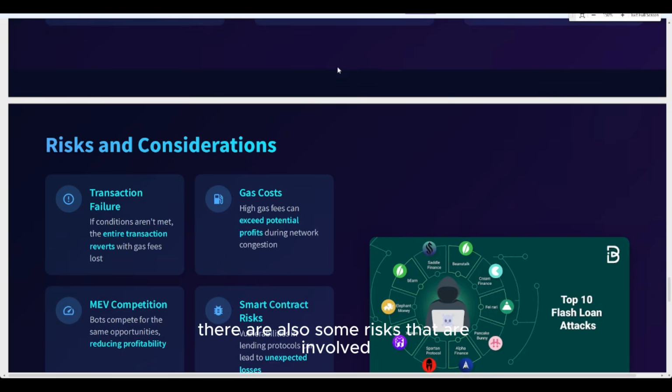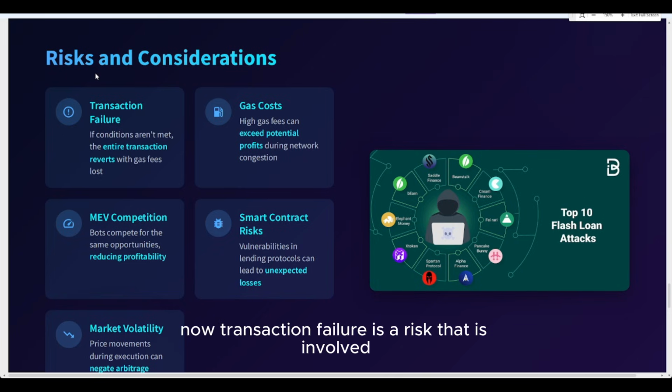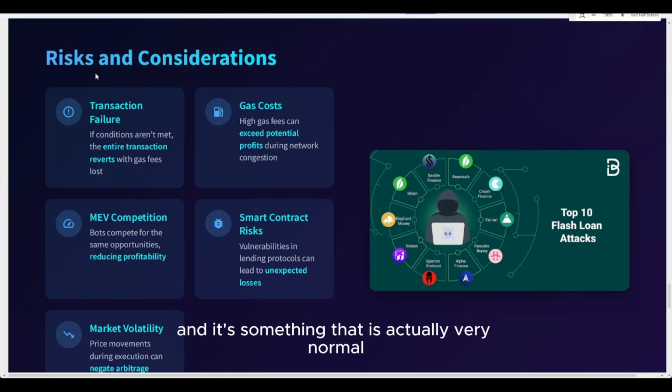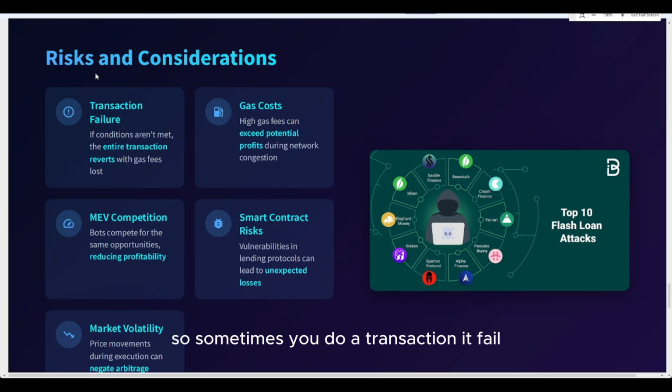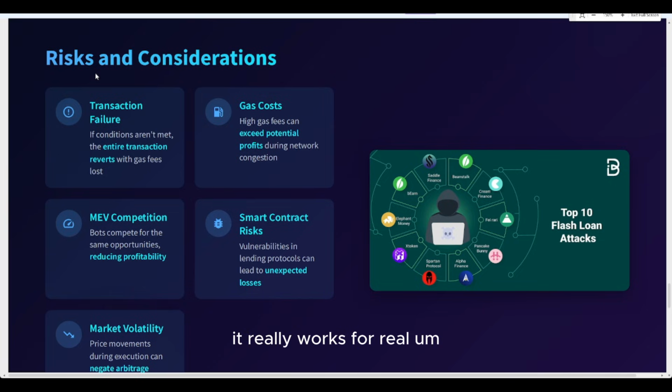There are also some risks that are involved that I want to show you guys. Now, transaction failure is a risk that is involved, and you guys have seen that most of the transactions that we try fail, and it's something that is actually very normal. So sometimes you do a transaction, it fails, you do, it fails, you do, it fails, and then when we get it to work, it really works for real.